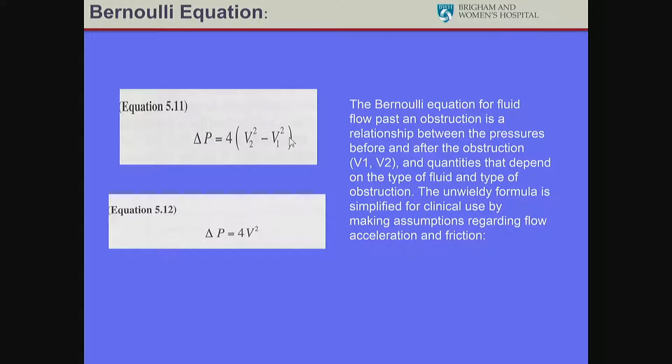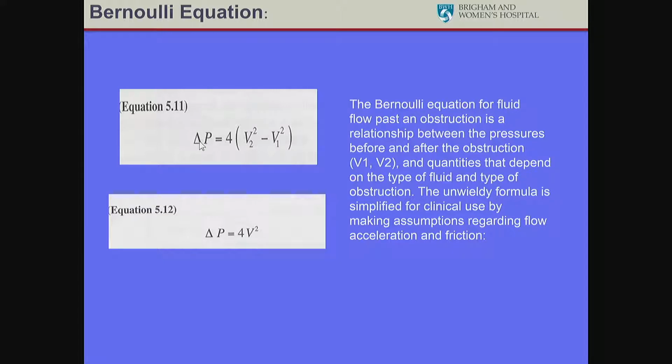So this slide here just summarizes the Bernoulli equation for fluid flow past an obstruction, which is a relationship between the pressures before and after the obstruction, V1 and V2, and quantities that depend on the type of fluid and type of obstruction. The unwieldy formula is actually simplified for clinical use by making assumptions regarding flow acceleration and friction. So the formulas that you need to be familiar with for the ABIM exam are these two.